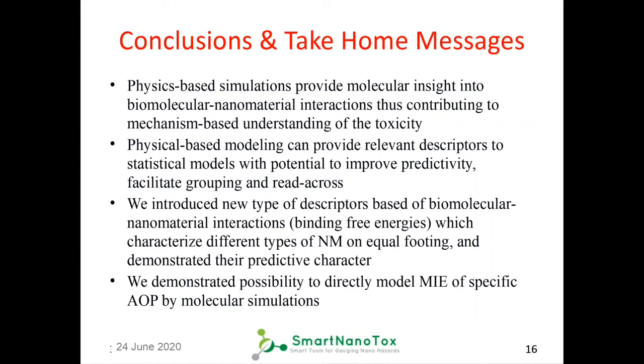So finally, the take-home messages from our conclusions are that physics-based simulations provide useful insight into biomolecule-nanomaterial interaction, and that contributes to a mechanism-based understanding of toxicity. This modeling can produce relevant descriptors for statistical models with potential to improve predictability and facilitate grouping across methods for prediction of toxicity. Particularly, we introduced a new type of descriptors and computed them, descriptors based on binding free energies, which can characterize different types of nanomaterials on equal footing. We also demonstrated the possibility to directly model molecular initiating events of specific interactions with cell compounds by simulation.